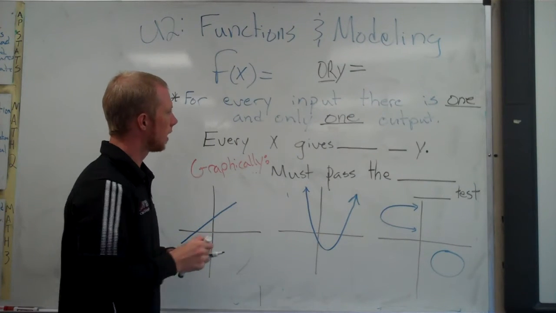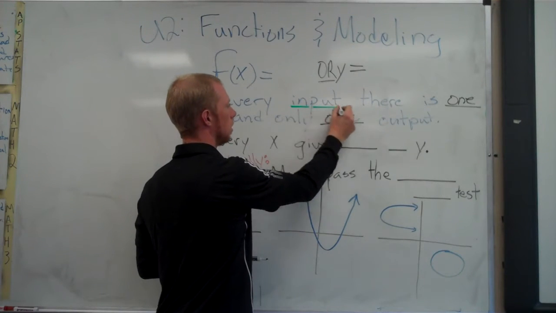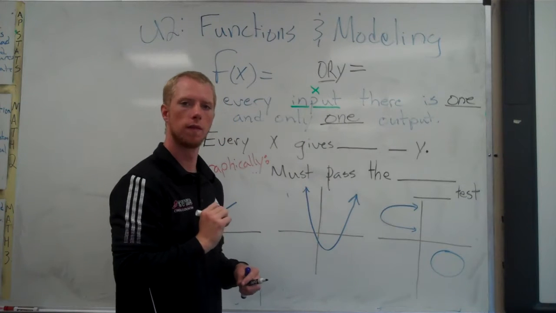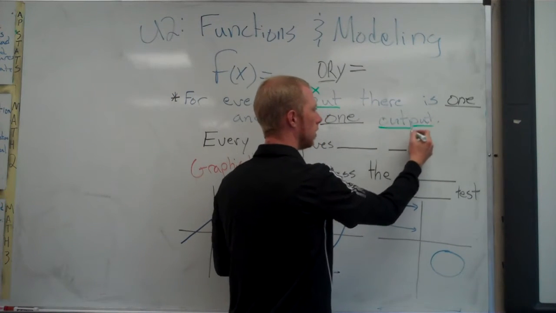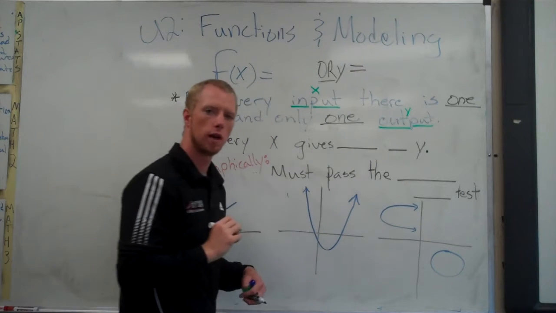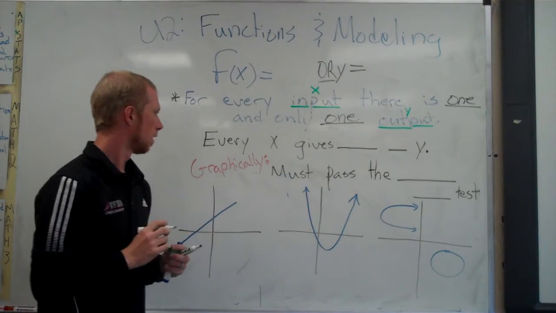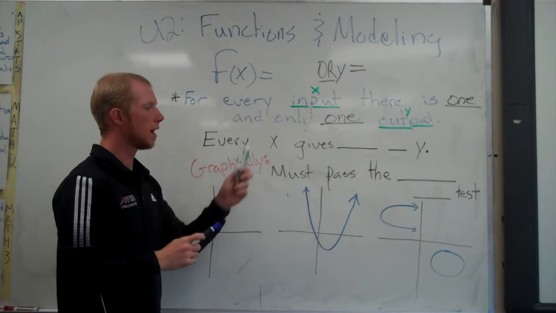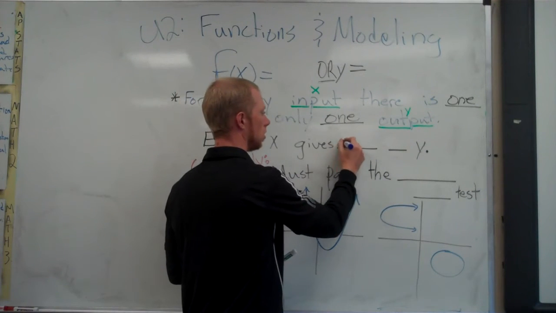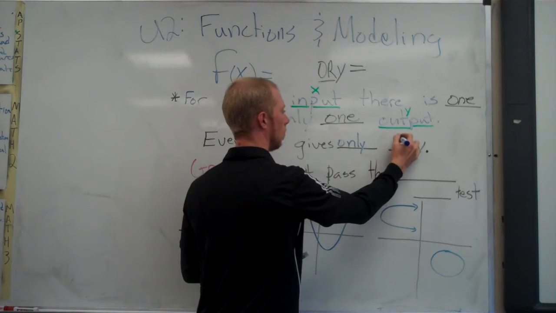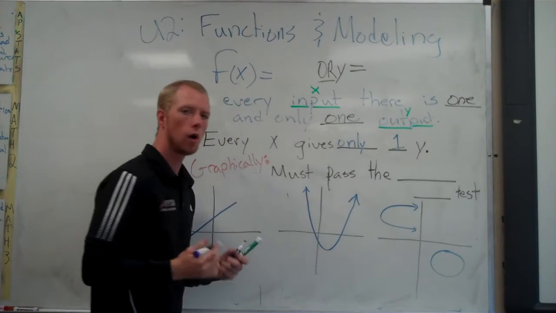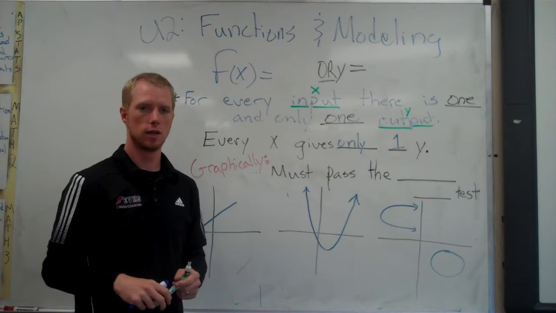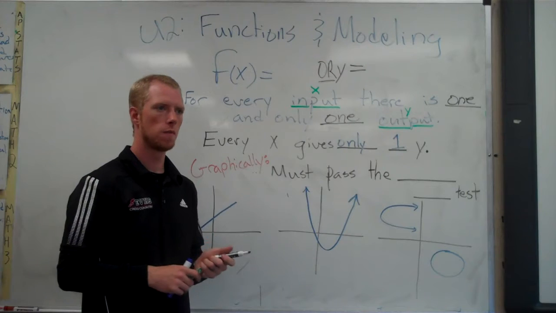Things to remember is that input is our independent variable. That is your x. Output is your dependent variable. It's your y. Another way to state this is that every x gives only one y. So if I put a 5 in a function, I don't get two options for y.